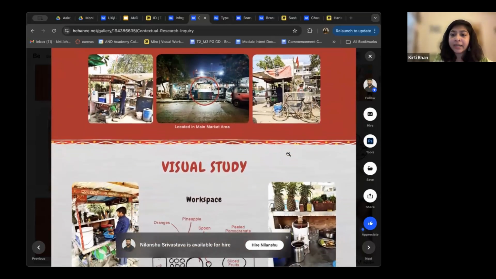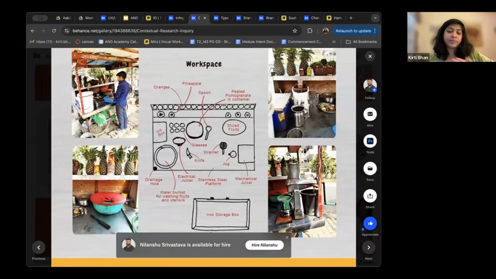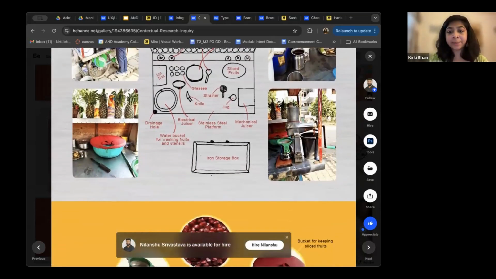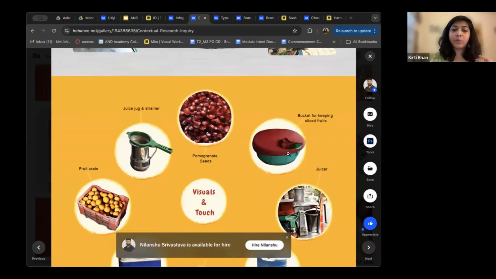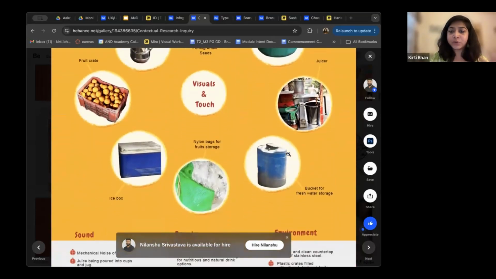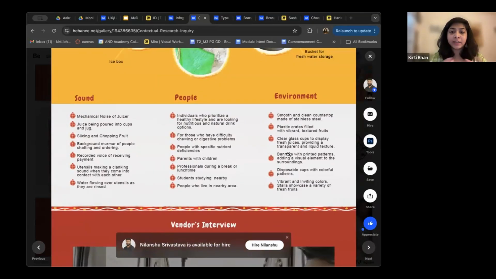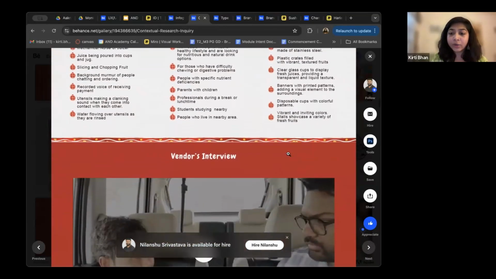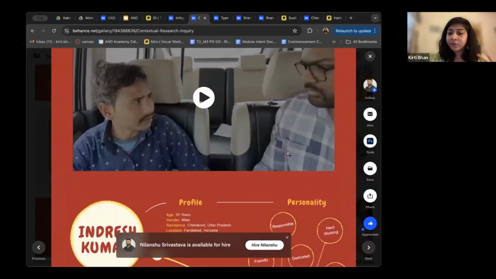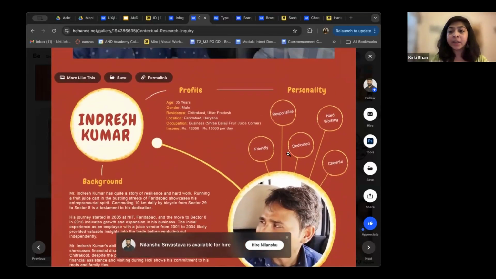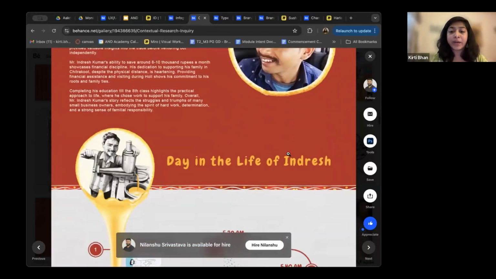Then the visual study, which goes about the layout of the workspace, the plan of how everything is kept, things that are there and what role they are playing, the visuals, the touch, the sound, the people, and the environment it is connected with and surrounded by. So noting everything. Then the interviews are also happening, and you're combining all information to extract the background, profile, and personality of that vendor.